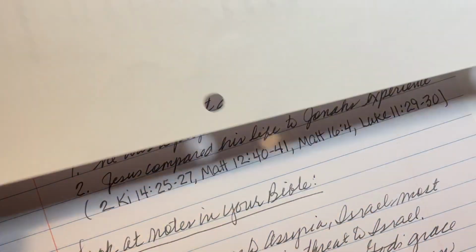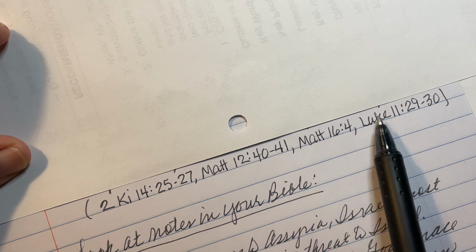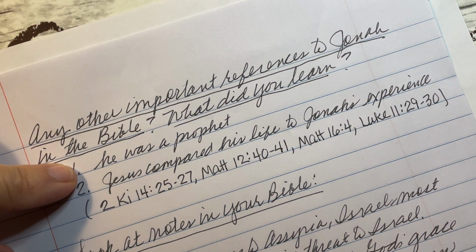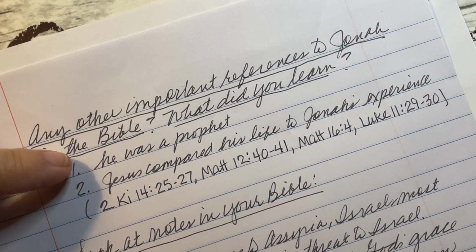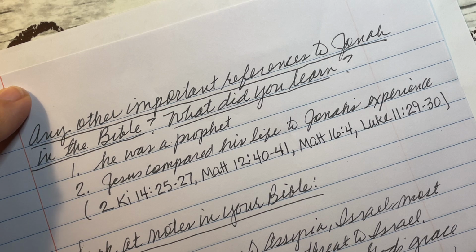Well, I looked up, let me see if I can cover that. I found 4 references, and I listed them here, and I got 2 important points from those 4 references. 1, Jonah was a prophet. So he wasn't just some random guy that God selected to go pronounce judgment on Nineveh. He was a prophet of God. So that means he was God's voice. God used him, spoke to him directly to go tell his people things. So Jonah had heard from the Lord before, and he knew what he was supposed to do. So to me, that kind of makes his running away just a little bit more serious.